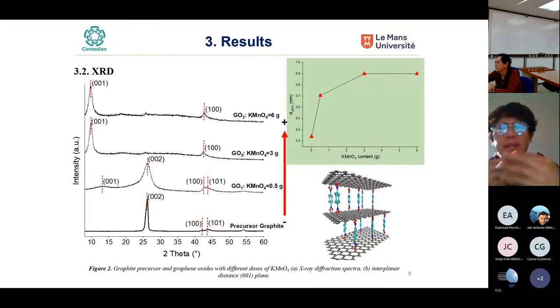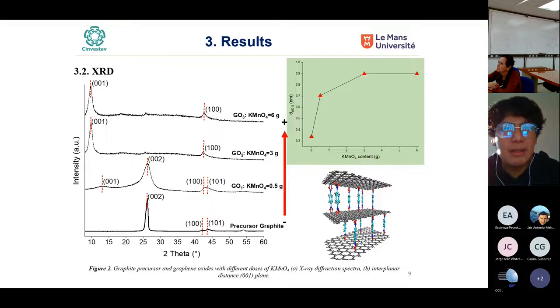On the other hand, when we add functional groups, we can observe how the intensity of this 002 plane signal decreases in comparison with the original precursor, and at the same time a new signal appears at around 12 degrees, and this signal moves toward lower 2 theta. This is a signal corresponding to the 001 plane of the graphene oxide, an indicator of the oxidation in our materials. At the same time, we can observe how the interplanar distance increases in comparison with the graphite.